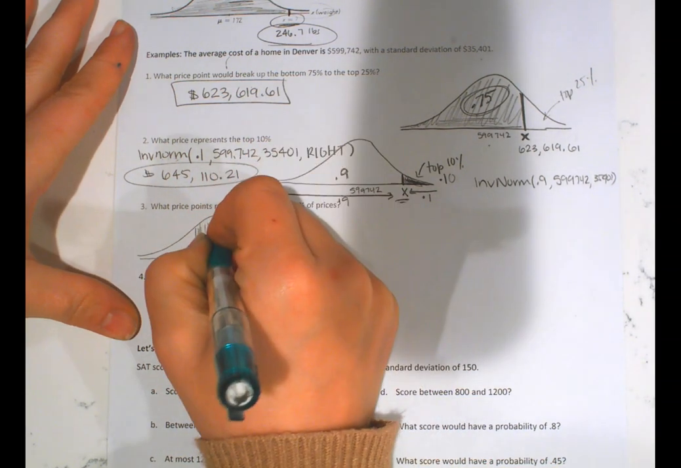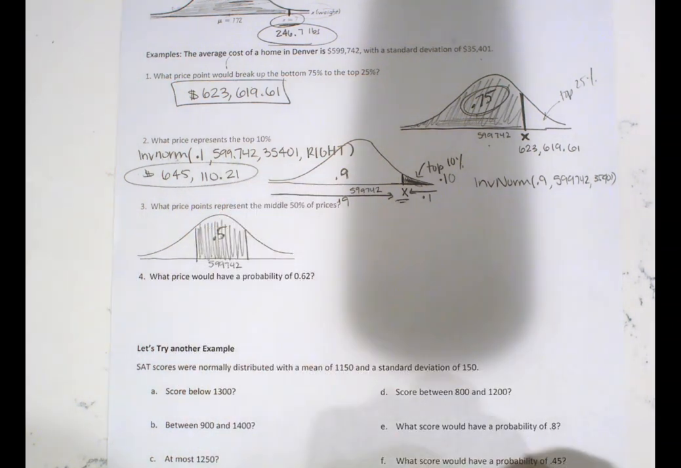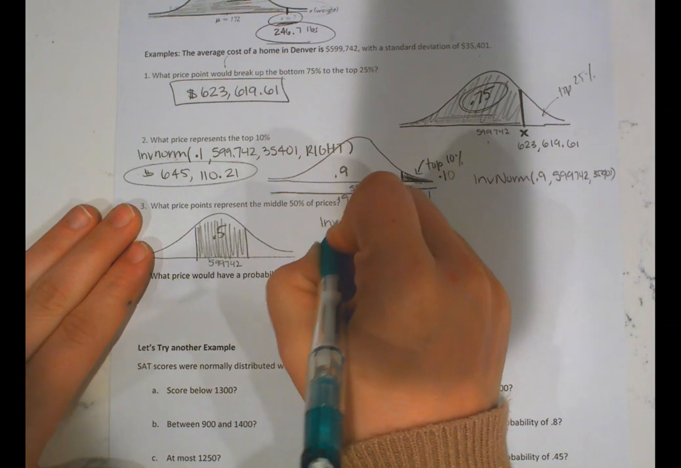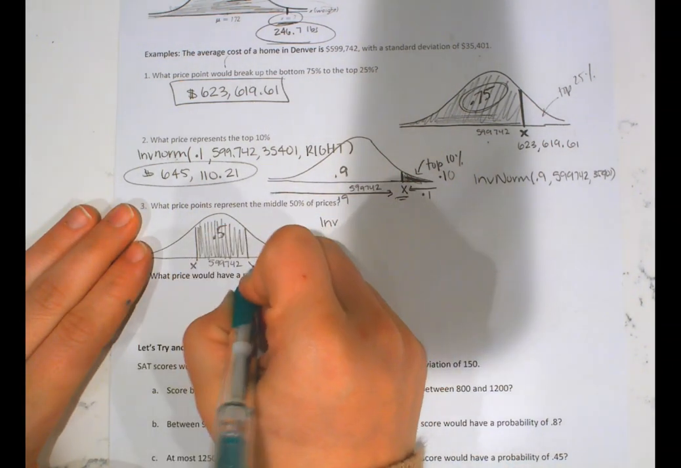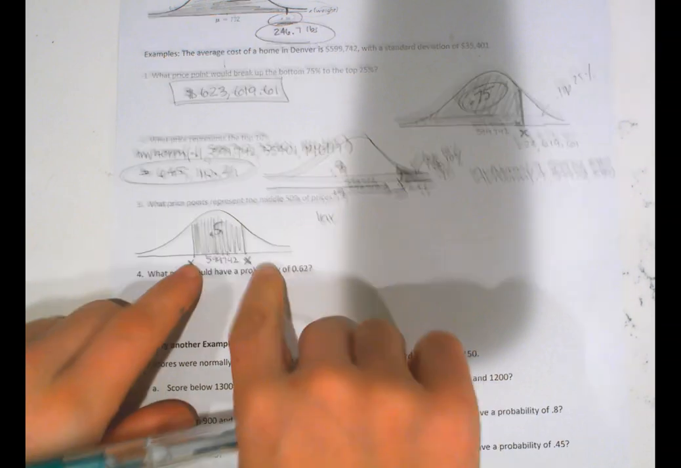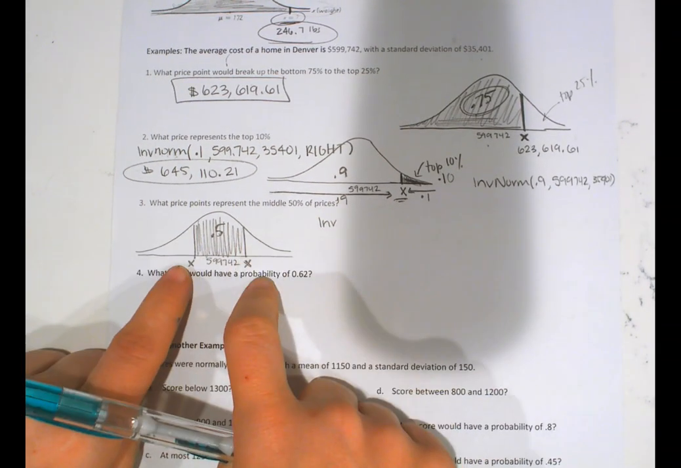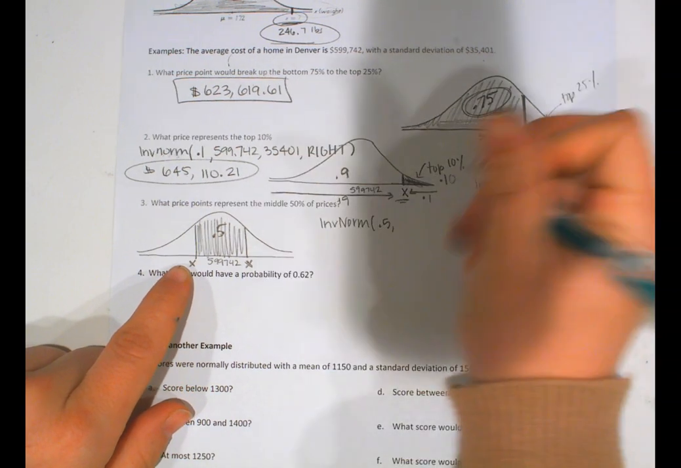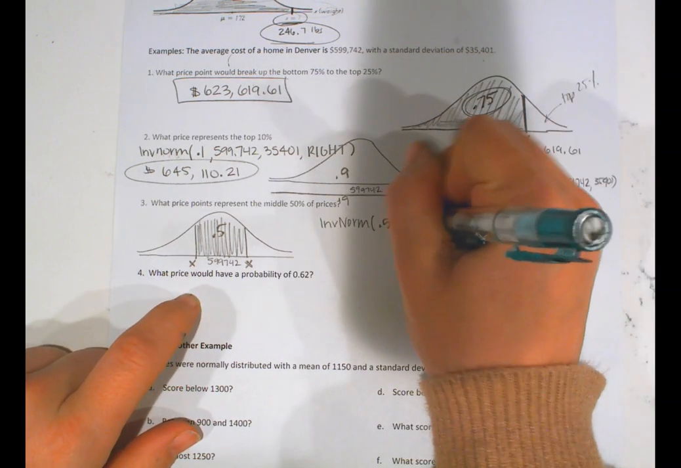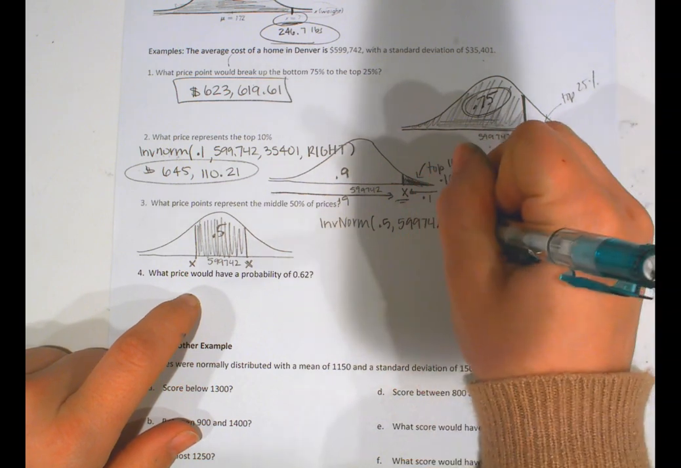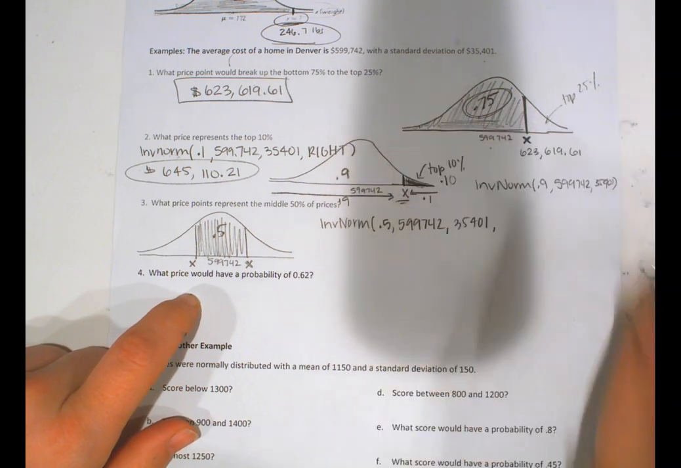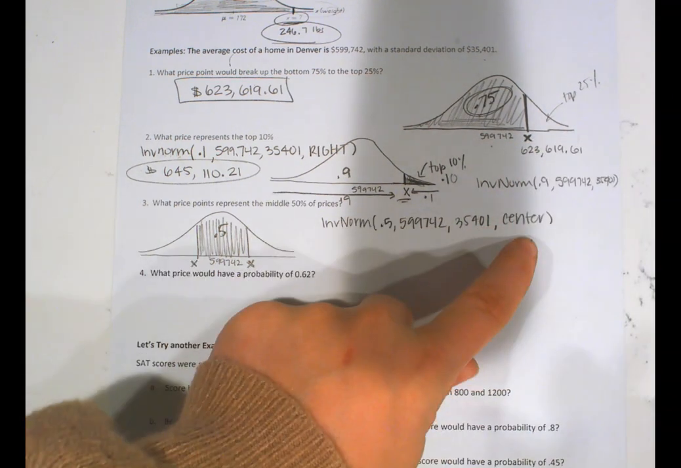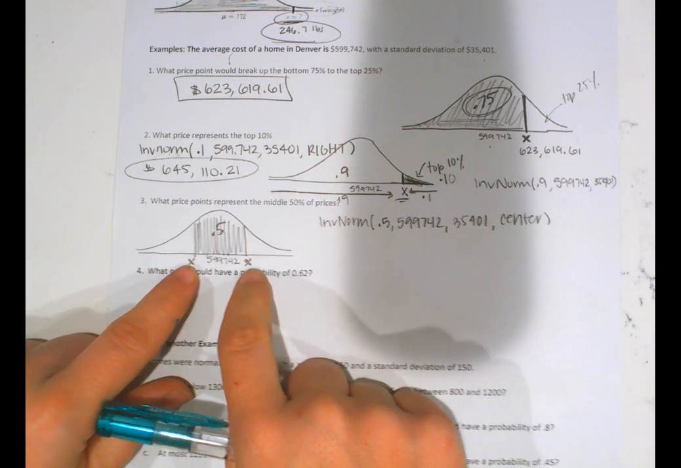So this area would be 0.5. Now, if your calculator lets you pick locations, I'm looking for two x values that make up what contains the center. If I know that I'm looking for an area of 0.5, my mean is, and my standard deviation, if my calculator lets me pick center, I can do this and it will tell me both of these locations at the same time.